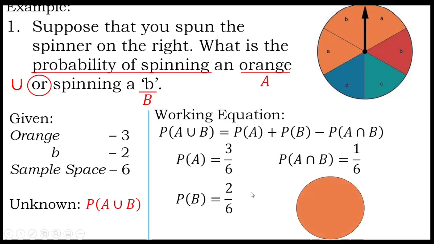Now, if we illustrate this in a Venn diagram, we have oranges, which contains the elements A, B, A, and we have another set, which contains the letter B's, and their intersection will be at the middle, which is equal to letter B. How many B's? Only one, so that is 1 over 6.